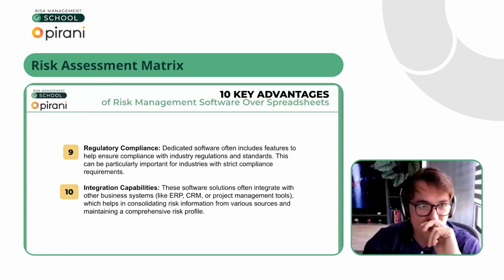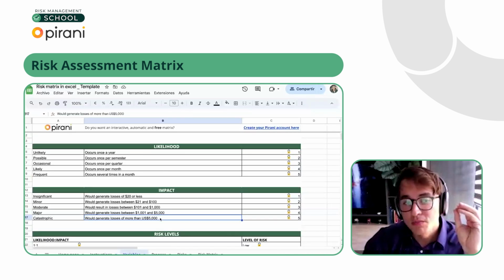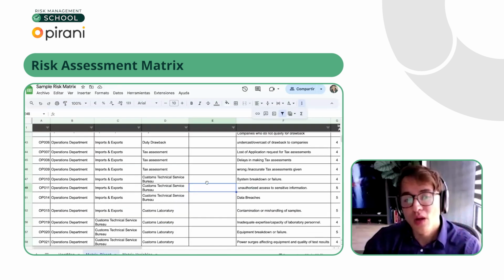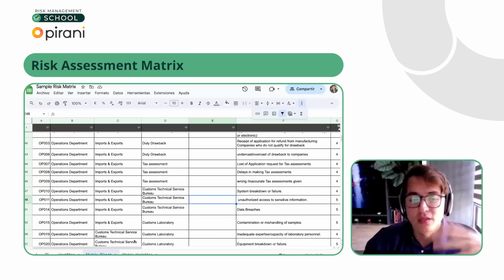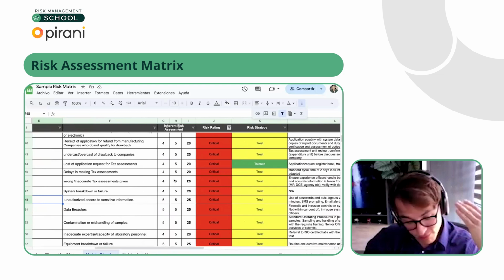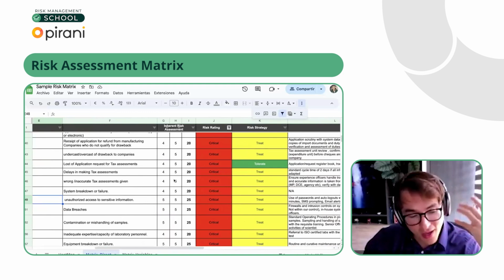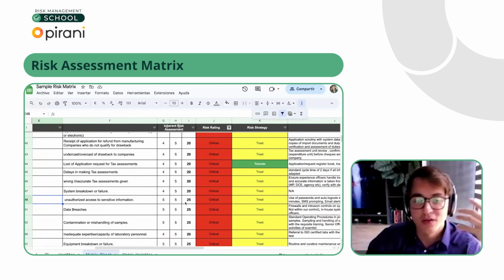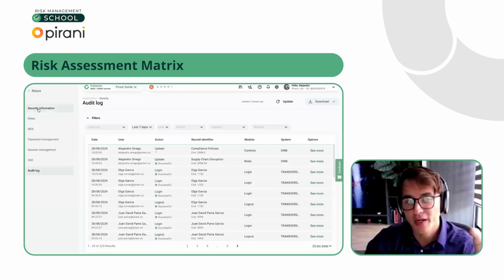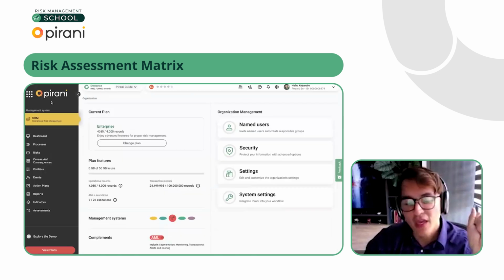Finishing our risk management class, you can download the template of this risk management matrix in spreadsheet if you want to start, if you want to work with it. Now I showed you how you can do this in spreadsheets on Excel if you're starting. But I hope you are aware of the benefits of doing this in a specialized software like Pirani. So thank you for joining.